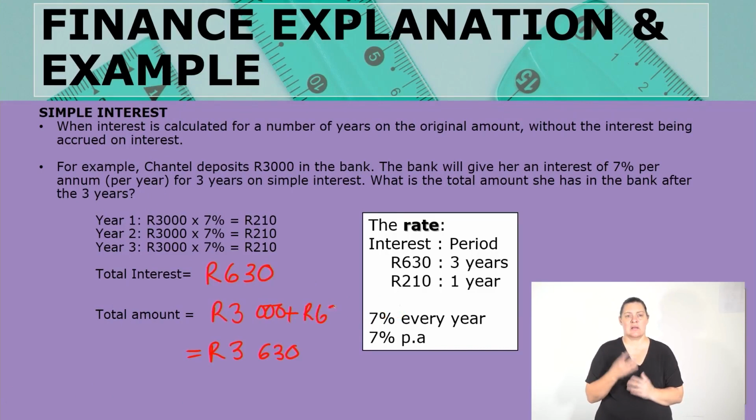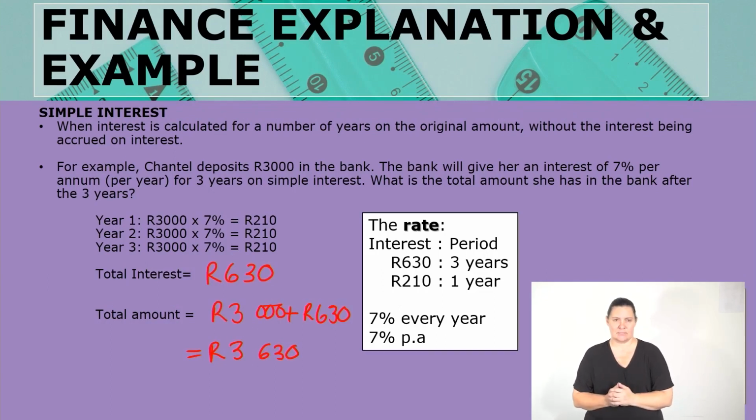And remember, if we are looking at the rate for this question, we are now comparing the interest with the period. The interest that was gained within these 3 years is 630 rand. So that is 630 rand is to 3 years. But if we simplify that rate, we now have 210 rands is to 1 year. That gives us a rate of 7% every year, or we can just say 7% per annum.